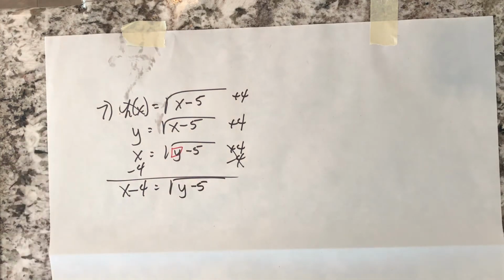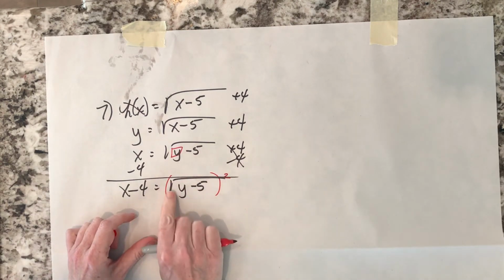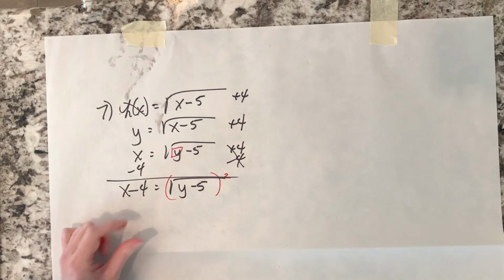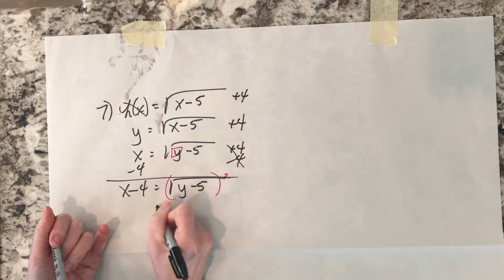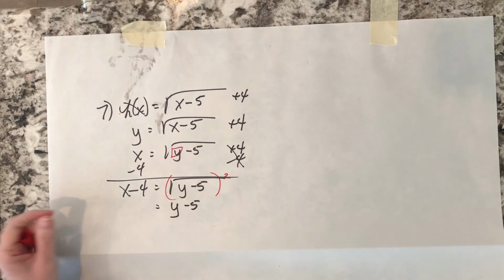And then this is the square root. We're going to have to square both sides. So we want to take this and square it. Unsquaring and squaring are opposite things. They're just opposites, so they cancel each other out, so we get y minus 5 for that.